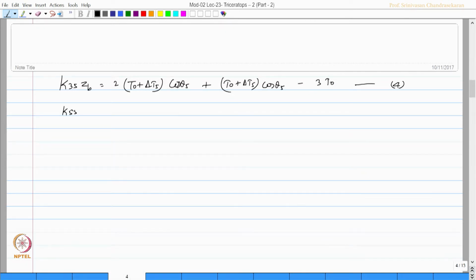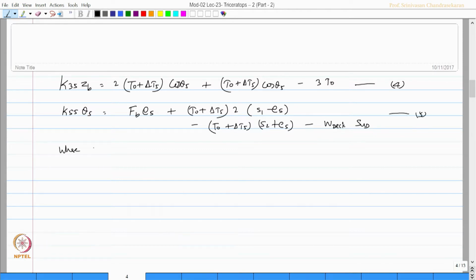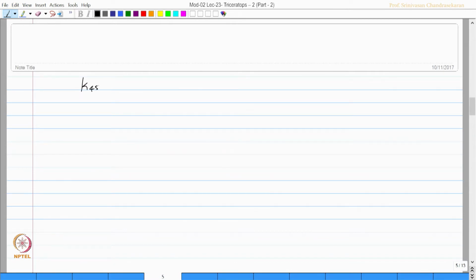K phi phi theta phi will now be equal to F b into E phi plus T 0 plus delta T phi of twice S 1 minus E phi, minus T 0 plus delta T phi for the separate leg, which is S 2 plus E phi, minus W deck of S u d, where E phi is actually H bar sin theta phi and S 1 is actually P b by 3 plus E phi and S 2 is P b minus S 1. Equation number 6.